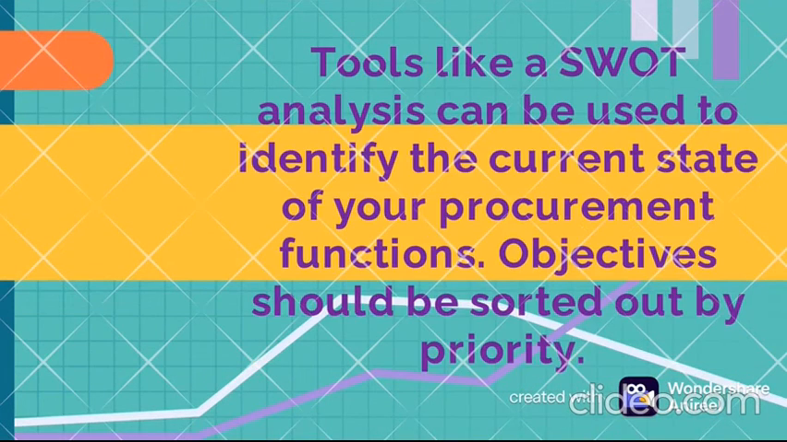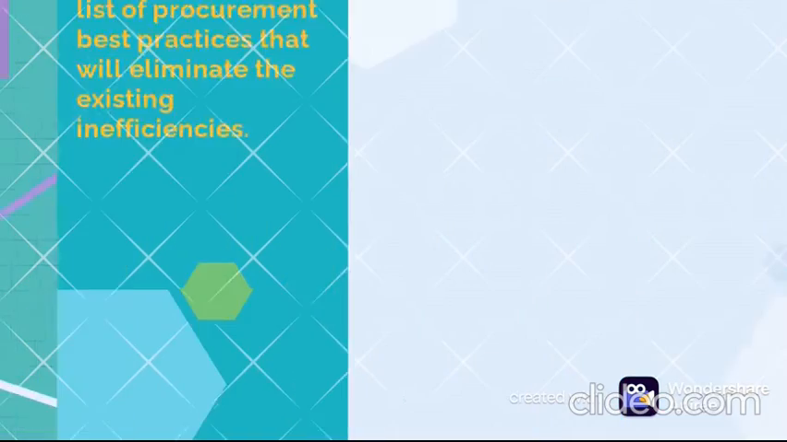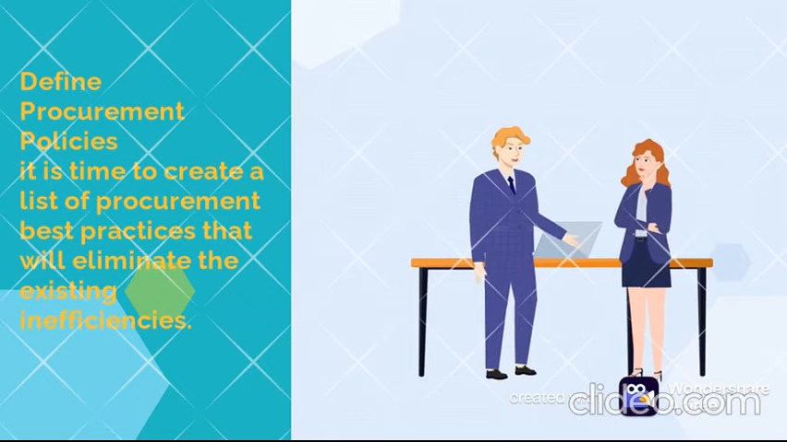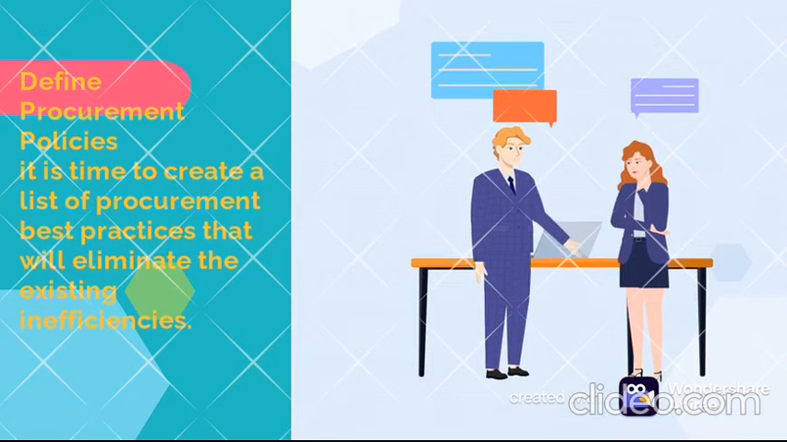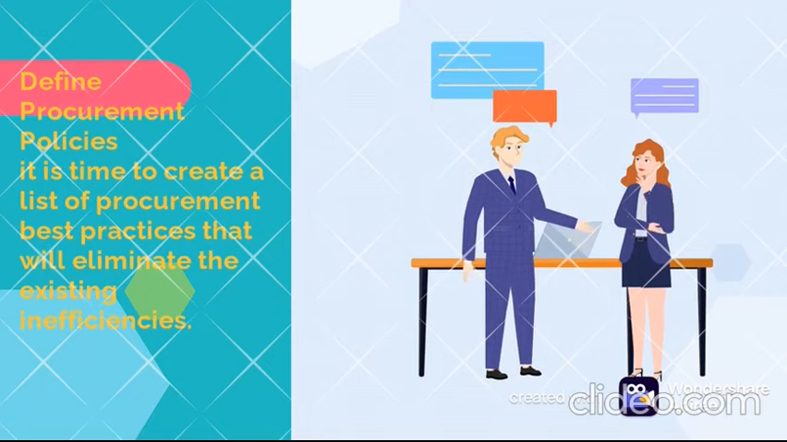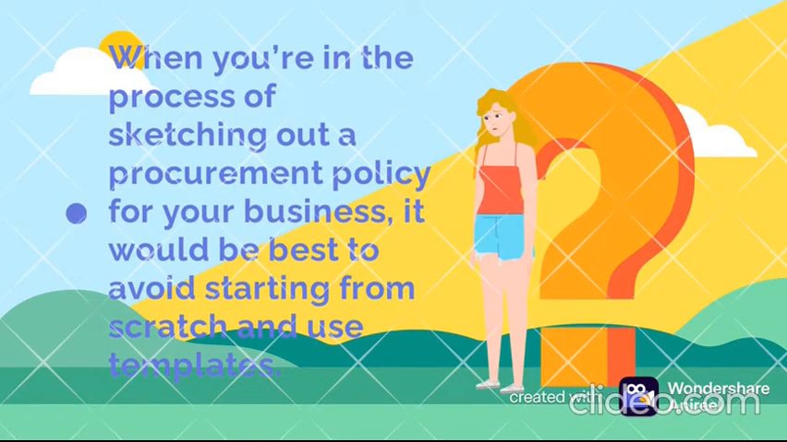Tools like a SWOT analysis can be used to identify the current state of your procurement functions. Objectives should be sorted out by priority. Define procurement policies. It is time to create a list of procurement best practices that will eliminate the existing inefficiencies. When you're sketching out a procurement policy for your business, it would be best to avoid starting from scratch and use templates.